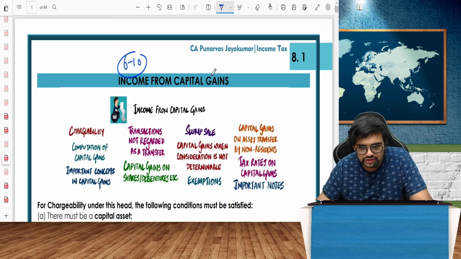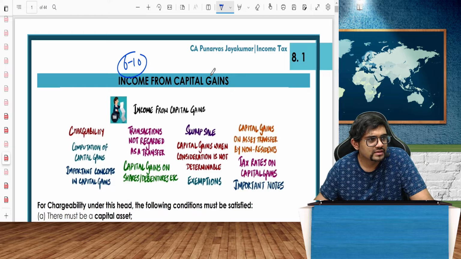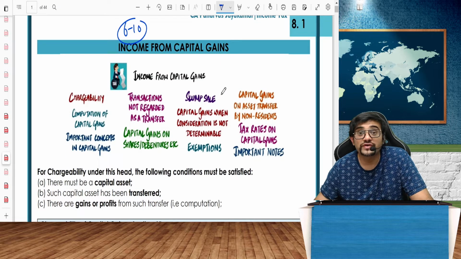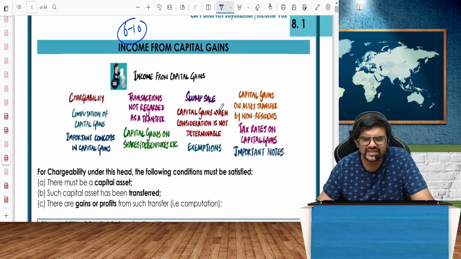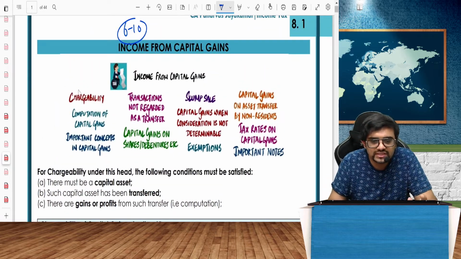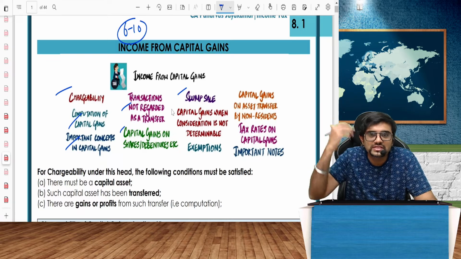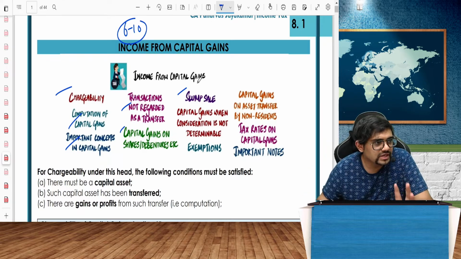Let's begin. So, income from capital gains, one of the heads of income, as you know. In this session, we'll quickly revise chargeability, computation of capital gains, important concepts, transactions not regarded as transfer, capital gains on shares and debentures, and slump sale. So many things are there. Whatever is possible, we will discuss quickly.